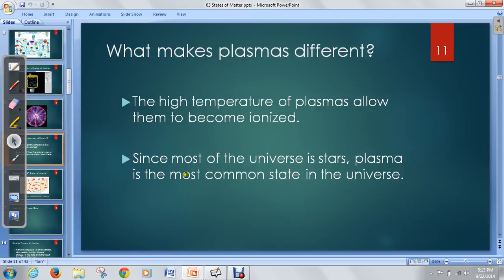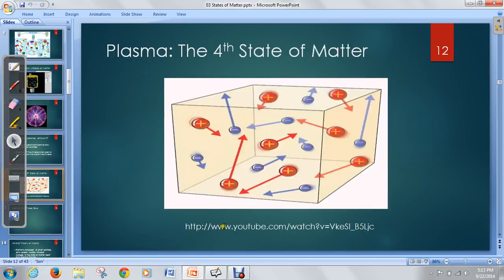So this sentence here, since most of the universe is stars, plasma is the most common state in the universe. Okay, since stars make up most of the universe, plasma is going to be the most common because of that. Okay, so let me watch this video down here, which if you want to look it up, I highly recommend it. It's a very good video explaining how plasmas work and how we get these ions, which are electrically charged particles, okay, in the plasma.